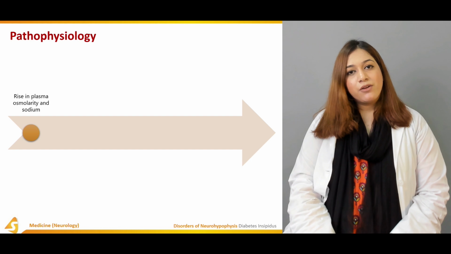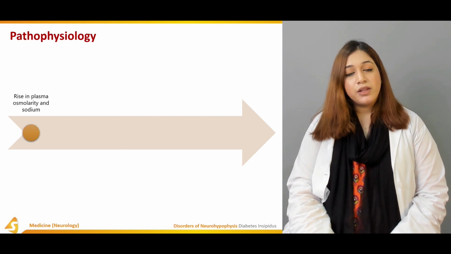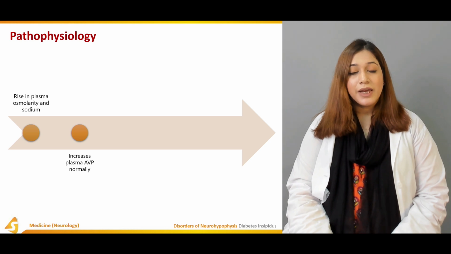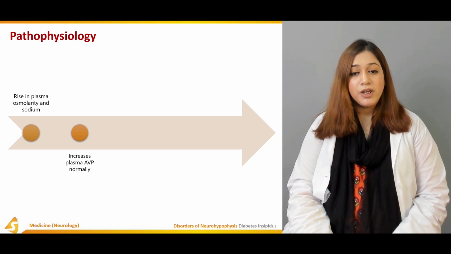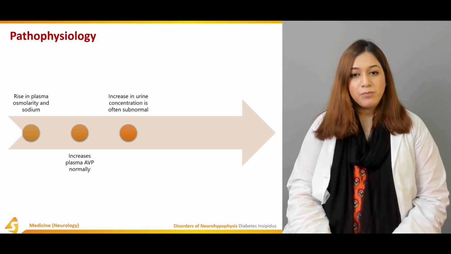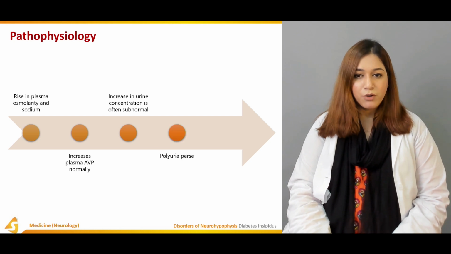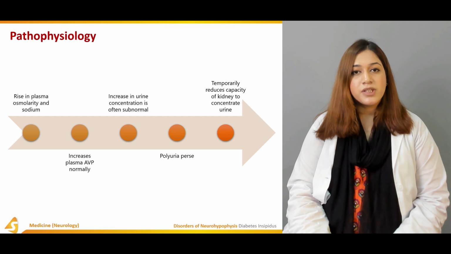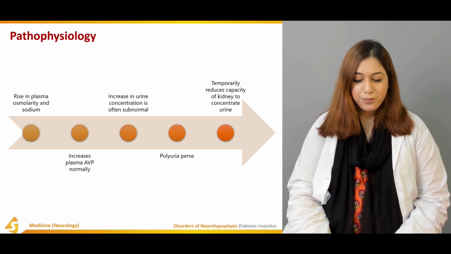Due to that antidiuretic effect of endogenous AVP, there will be a rise in plasma osmolarity and sodium. It will increase the plasma AVP normally. Due to the increase in plasma AVP, there will be an increase in urine concentration, but that is often subnormal. And polyuria per se temporarily reduces the capacity of the kidney to concentrate urine.